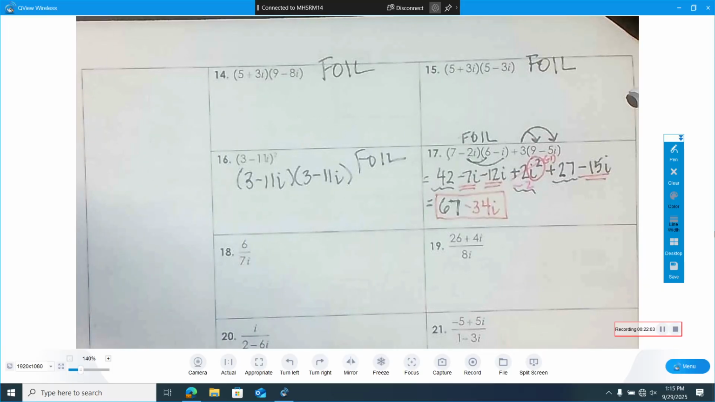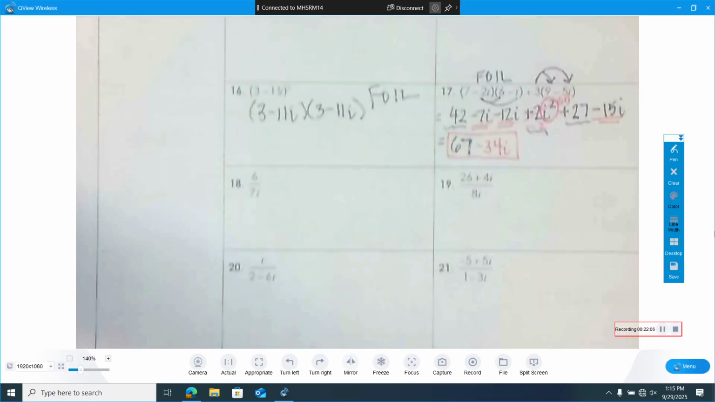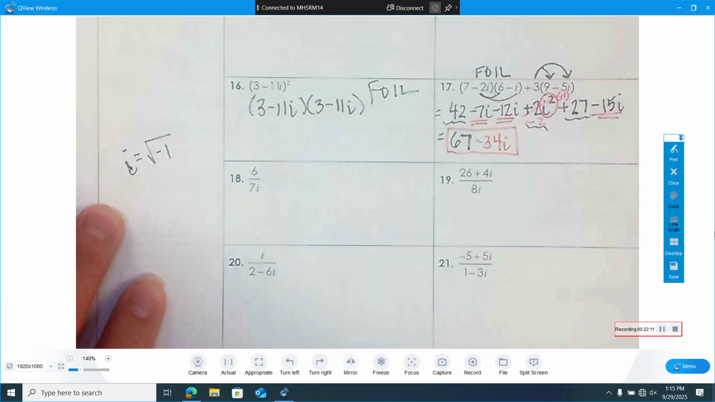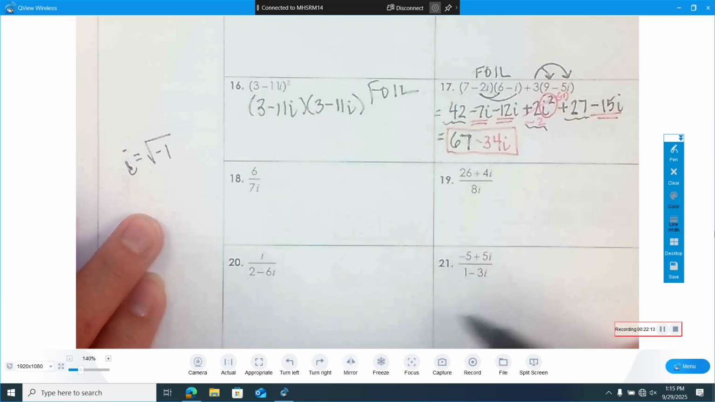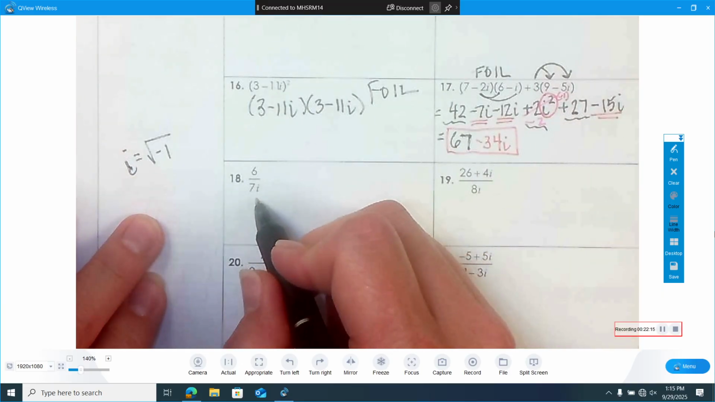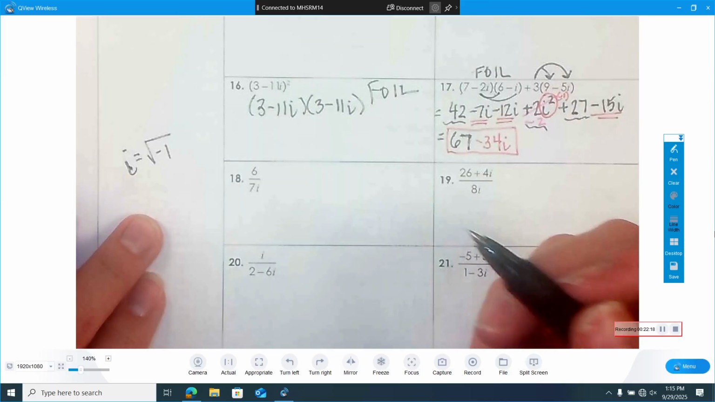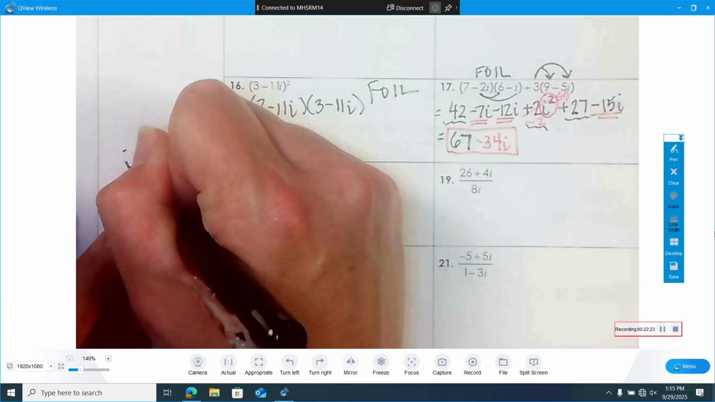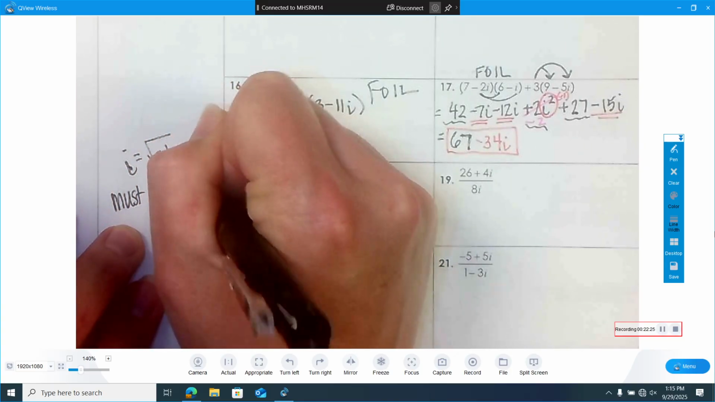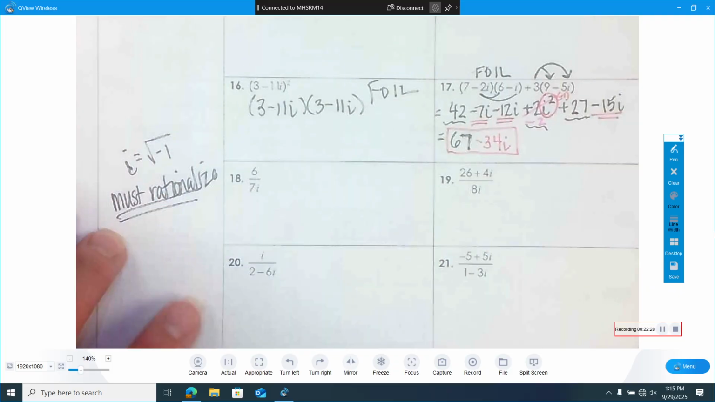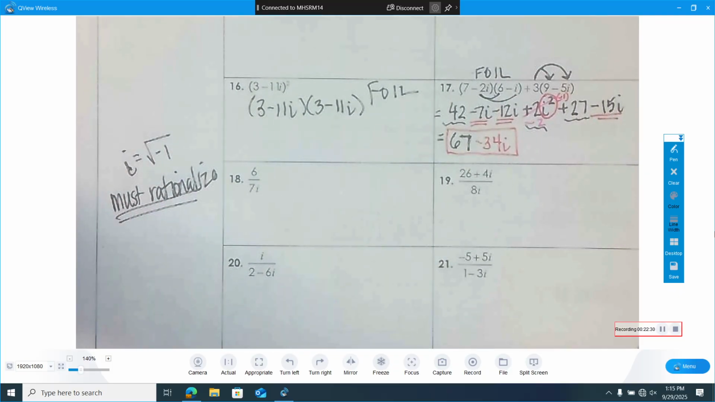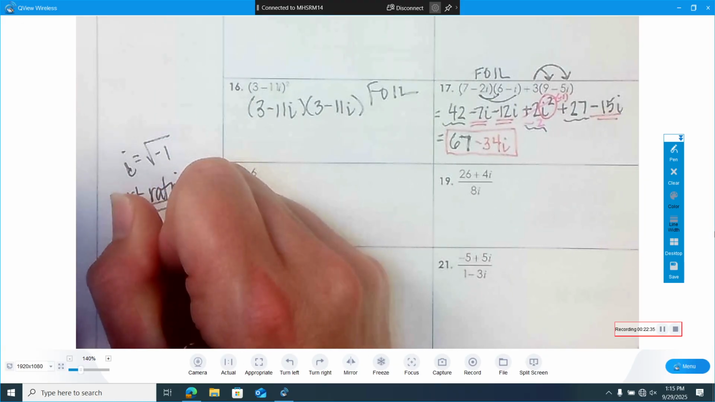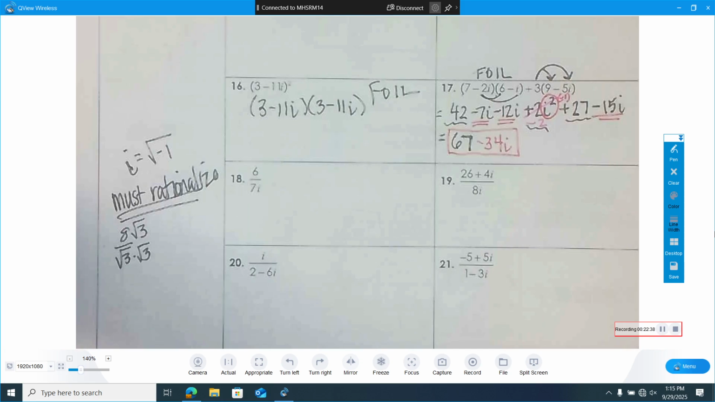Okay, very, very good. Okay, dividing. So remember, this i is the square root of negative 1. So right now on 18 through 21, we have a square root, a radical, in a denominator. We cannot have radicals in the denominator, so we must rationalize to get rid of that square root. Just like if we had 8 over square root of 3, we had to multiply top and bottom by the square root of 3, and that was going to clean it up for us.